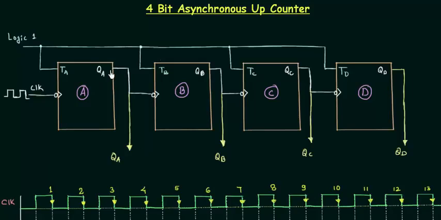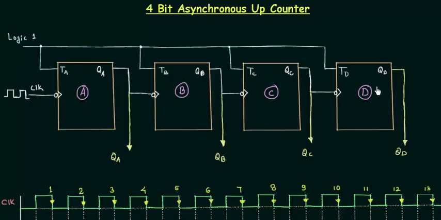You can see QA, the output of the A flip-flop, is given as the clock to the B flip-flop. Similarly, QB is given as the clock to the C flip-flop, and finally QC, the output of the C flip-flop, is acting as the clock for the D flip-flop. So they are asynchronous counters, and definitely they are up counters because we are considering QA, QB, QC and QD as the output. Therefore they are up counters.